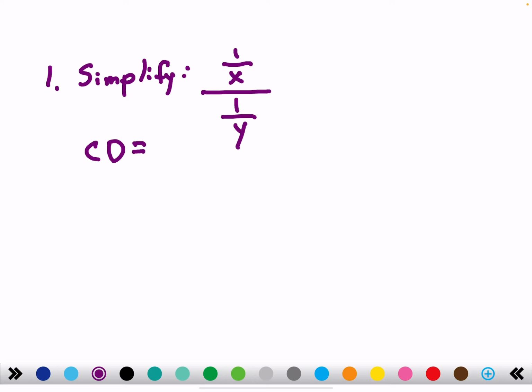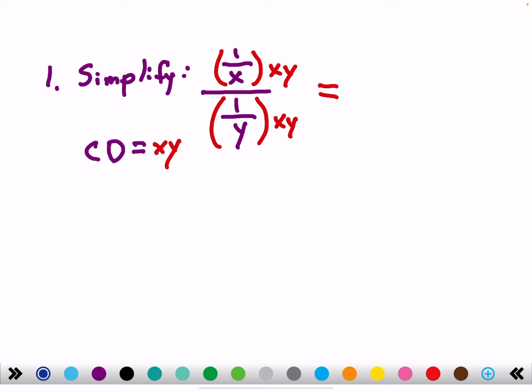So what two different variables do we see on the top and bottom of these fractions in the denominators? X and y. So how do we simplify the complex fraction? Multiply top and bottom by the CD. So we'll multiply 1 over x by xy and 1 over y by xy.